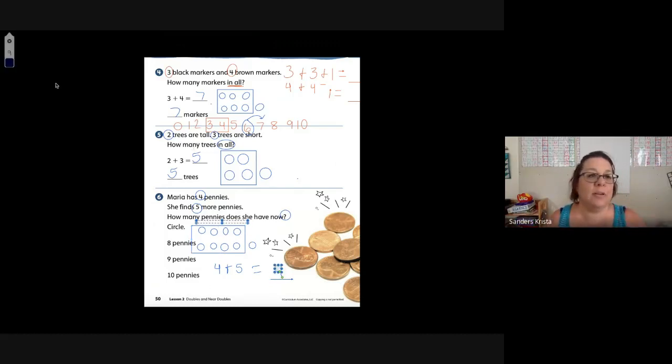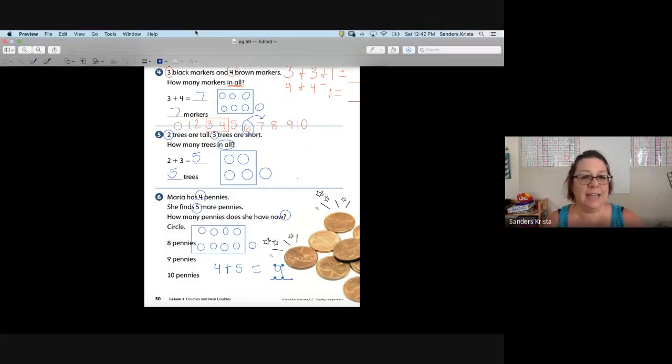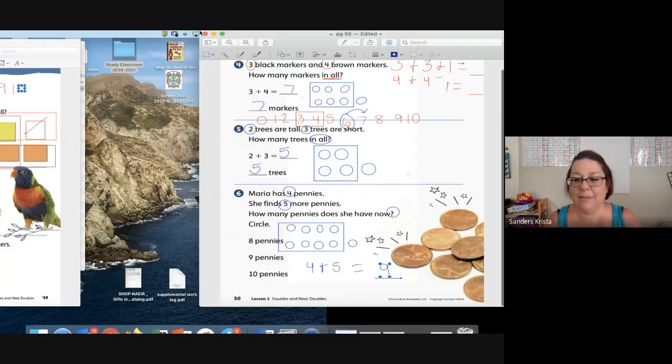Let's count backwards from 10. 10, 9, 8, 7, 6, 5, 4, 3, 2, 1, 0.